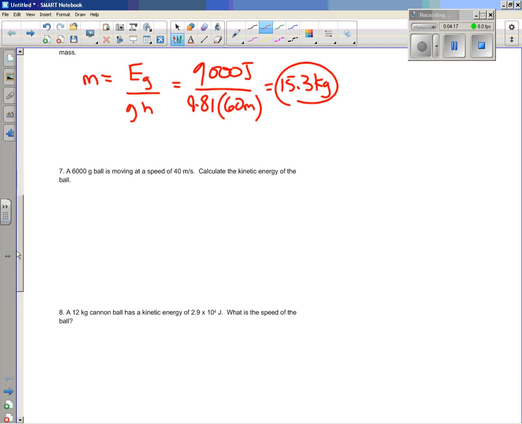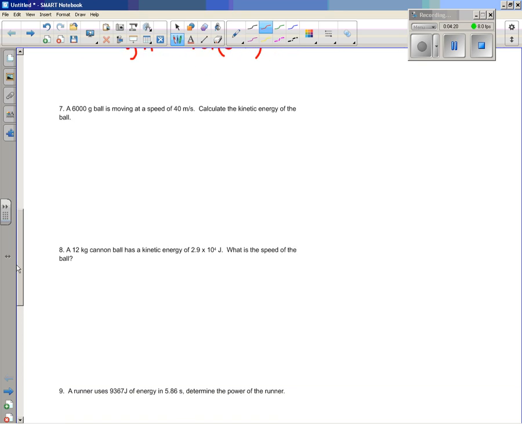Number 7, a 6,000 gram ball is moving at a speed of 40 meters per second. Now we're calculating kinetic energy. The formula for kinetic energy, this is on your formula sheet, is 1/2 mv squared. In this case, we're going 1/2 times 6,000. We can't use 6,000. 6,000 grams is 6 kilograms. It's got to be in kilograms. A lot of people mess that up on the test. It costs them. Lots of people also forget to square v. Don't forget to square v. So I go 1/2 times 6 times 40 squared equals 4,800 joules.